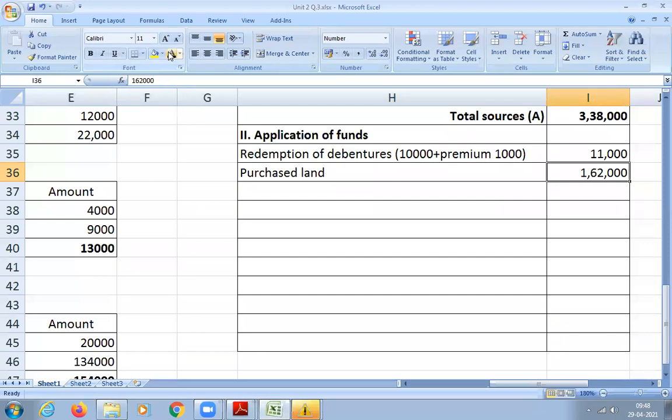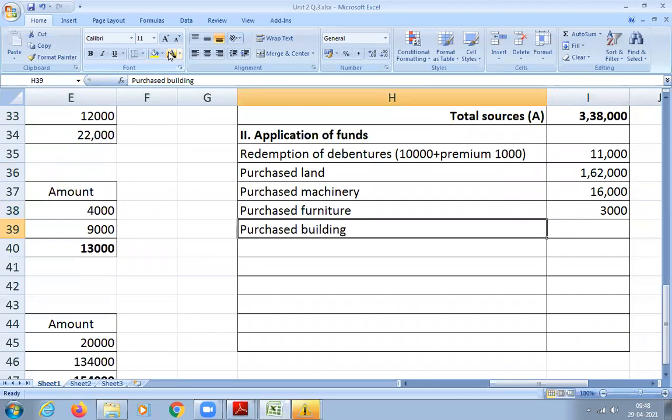1,62,000. Next, how much worth of machinery is purchased? 16,000. Next, furniture? 3,000. Then building? 14,000. So all that I got from the ledger we prepared. Next, any other purchases or any payments are there?